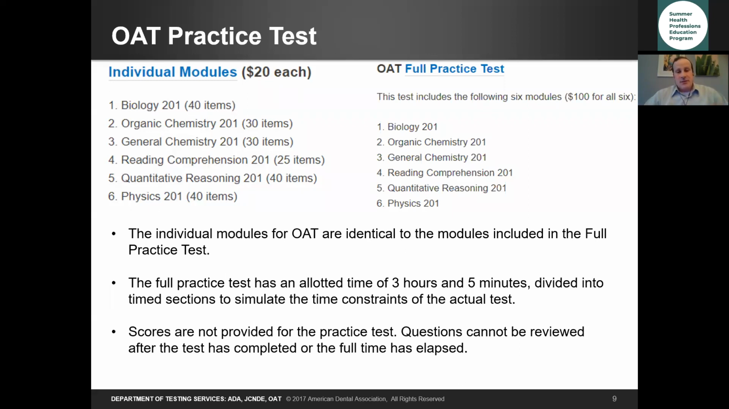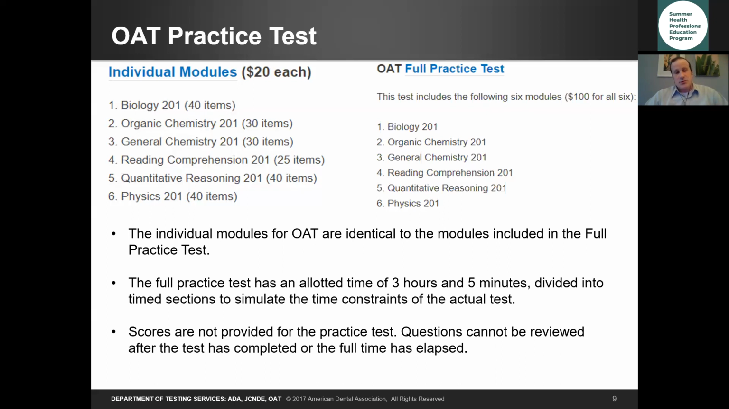And the practice test is an hour shorter than the actual test. There's also fewer questions if you look at the number of items listed in each area, but the time is designed to mimic what is actually on the test, so you can get a sense of how much time you have per question and how you can strategically allocate your time to make sure that you're getting to all of the questions on the test.